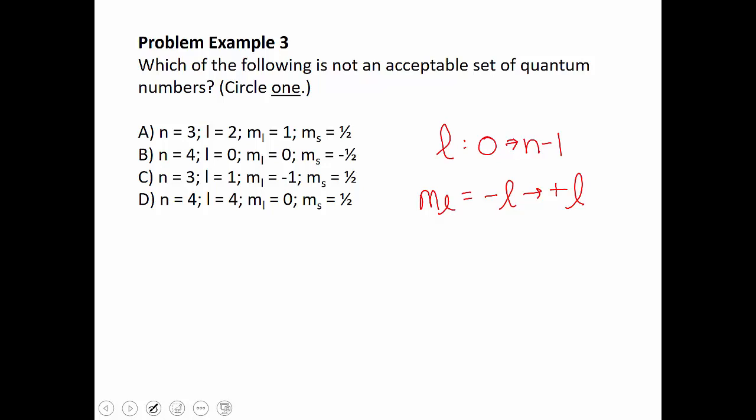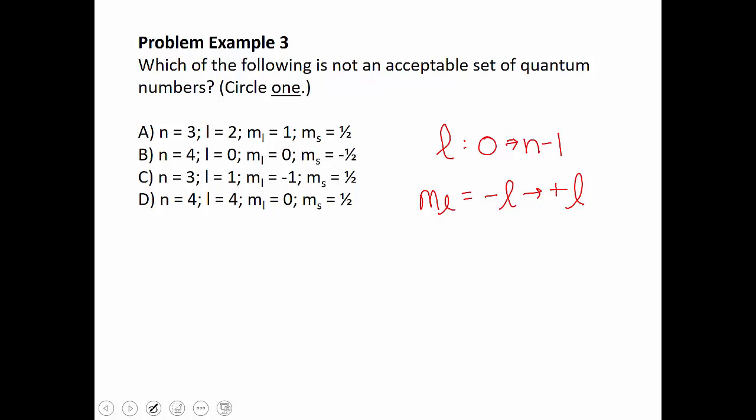Let's take a look at C. N equals 3, so our L value needs to go from 0 to 2, and it has a value of 1, so that's okay. Our m sub L can go from negative 1 to positive 1, so that's okay as well. So D must be our answer.